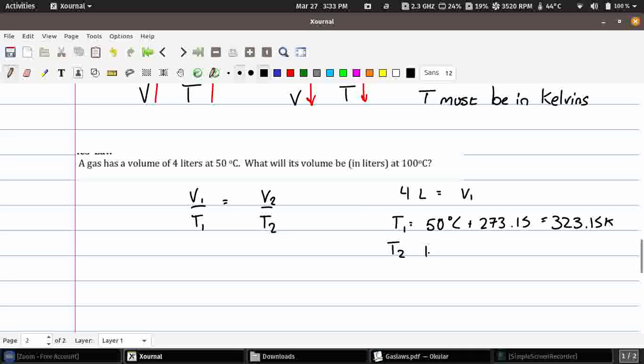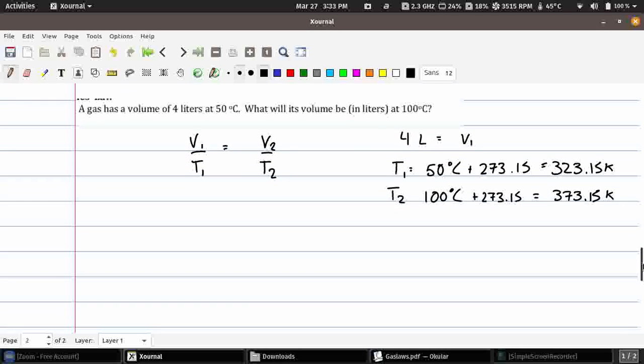And then we have temperature 2 is 100 degrees Celsius plus 273.15. And then that's going to be equal to 373.15 kelvins. So we have 3 variables. Now we can set this equation up. So we have 4 liters over 323.15 kelvins equals X over 373.15 kelvins. So to solve this, we have to isolate X.